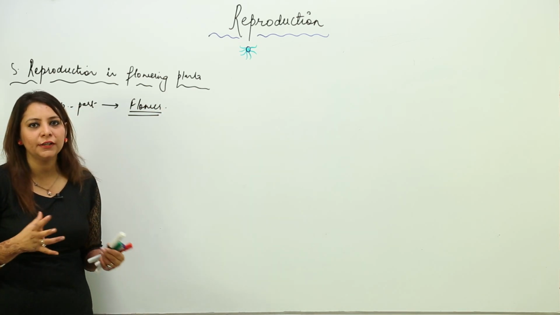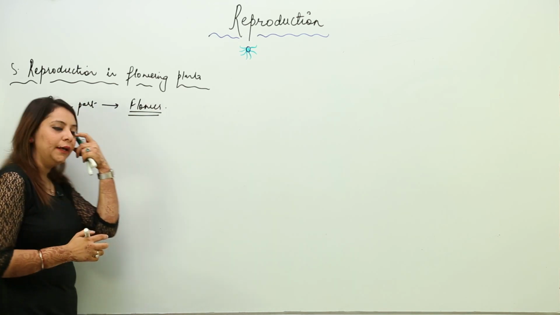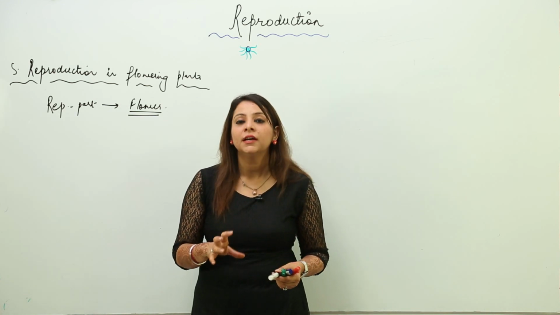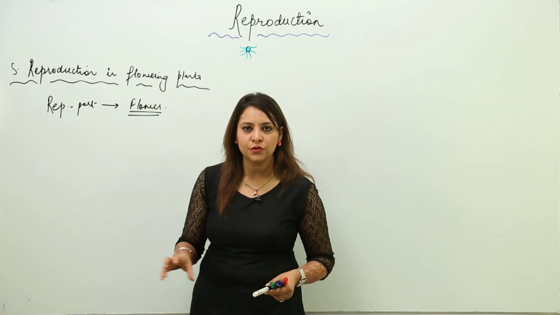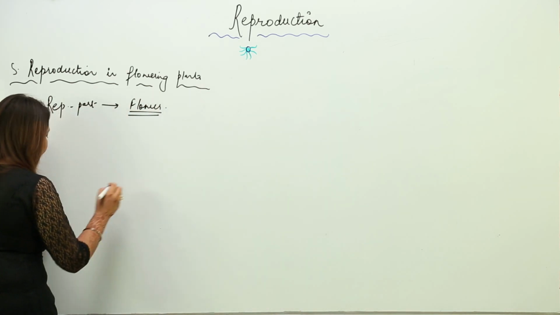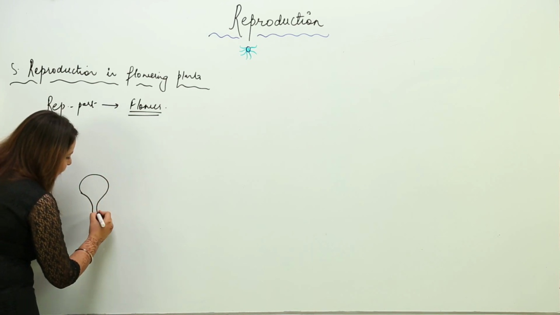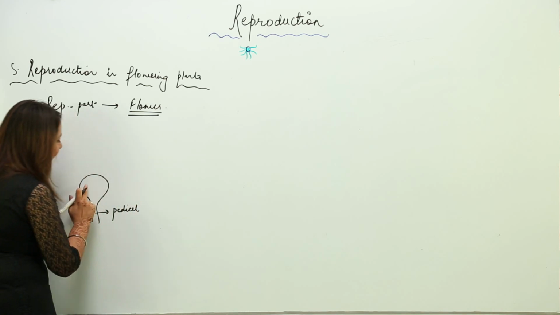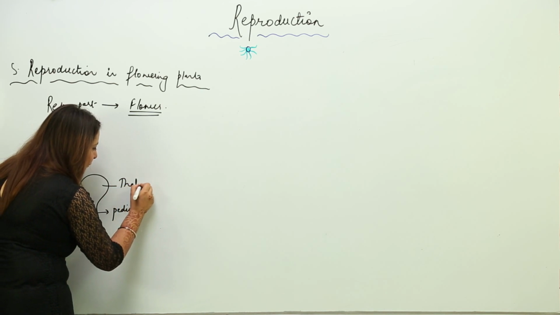Now we are going to see what the basic structure of the flower is, and what the male and female reproductive organs present in the flower are. While I am drawing these diagrams, just imagine a rose flower in your mind, then you will be familiar with the parts which I am going to mention. So the flower looks like this. The stalk is called the pedicel. It has a bulged portion which is called the thalamus.